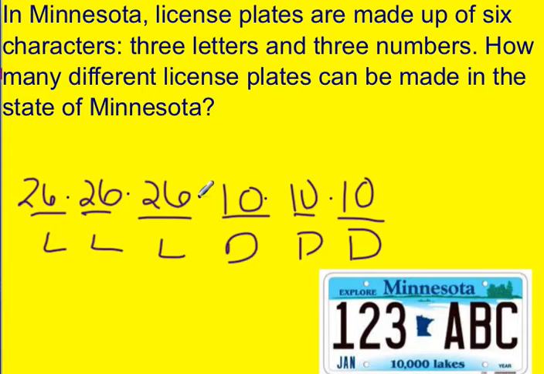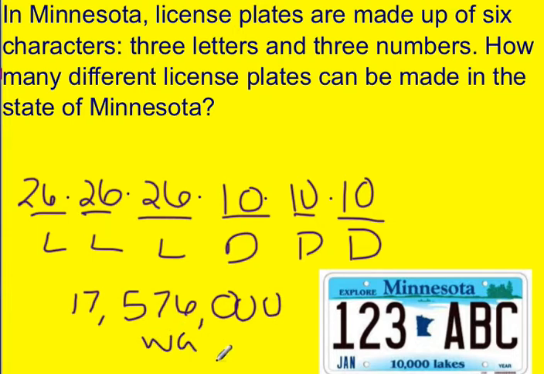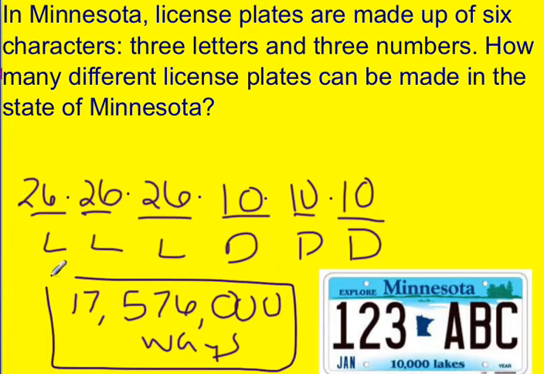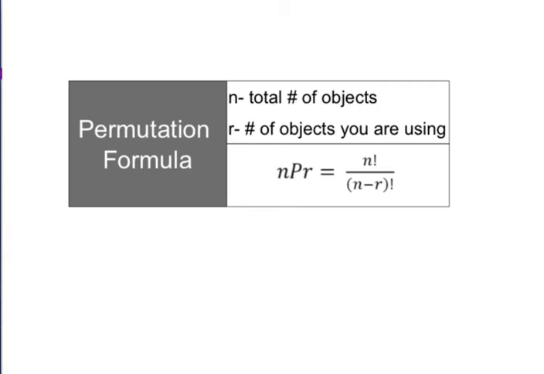Now, when I do that, I end up getting 576,000 ways. So that's pretty awesome, right? Because that's how many license plates can be made. Which if you actually think about it, there's probably more cars than that globally, or at least in the United States, right? So let's go ahead now and let's talk briefly about the permutation formula itself.